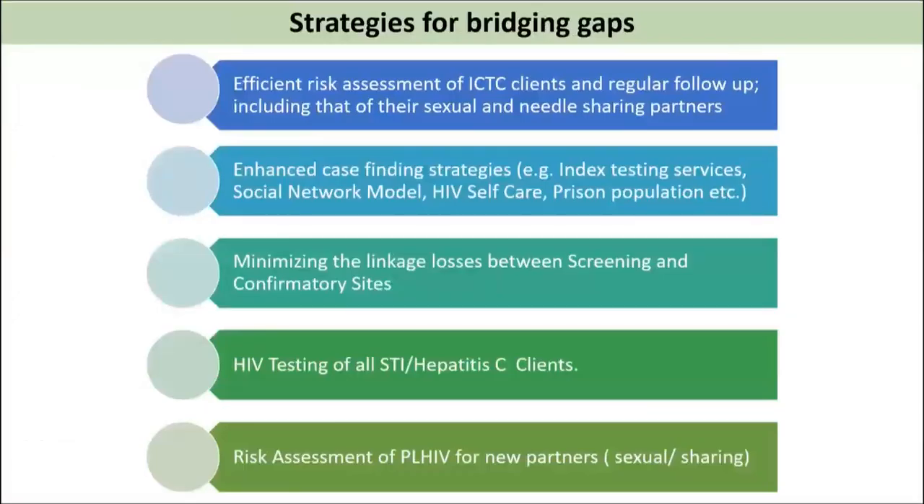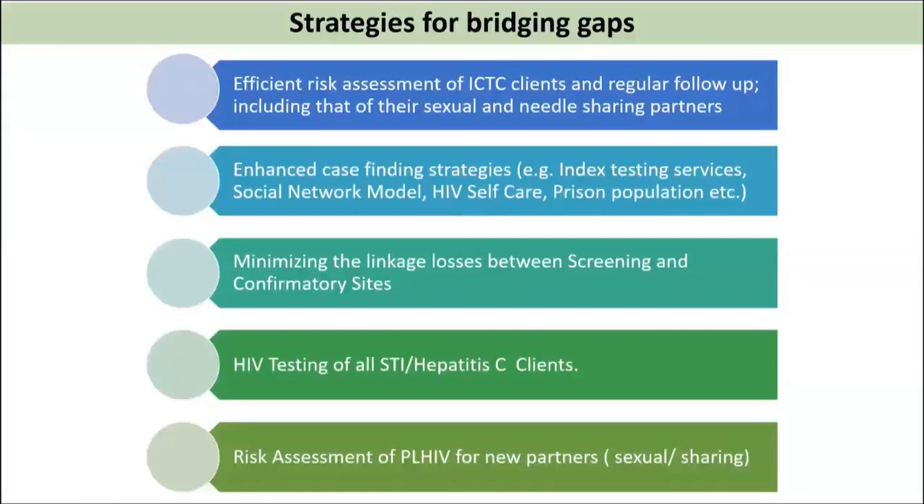So this is another slide just to reiterate how we can bridge the gaps in the first 95. One thing which we discussed is the risk assessment of the walk-in clients, and the regular follow-up of those HRG populations, the sexual and needle sharing partners, and then enhancement of the case finding strategies through index testing or partner testing services, social model, network model, HIV self-care, prison population coverage. So these are the things which we have been discussing since morning, and there's no rocket science behind this.